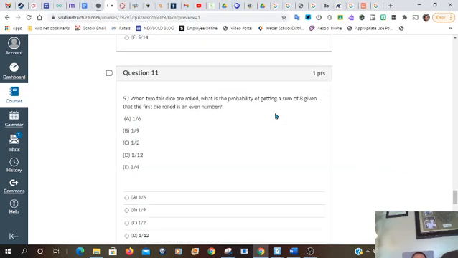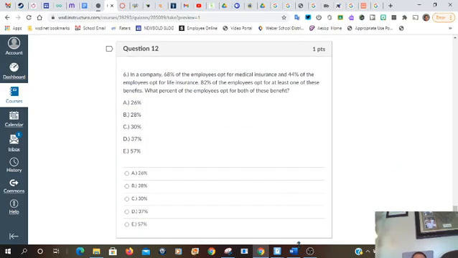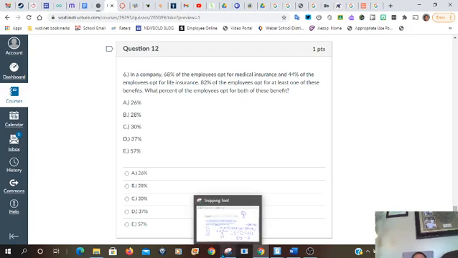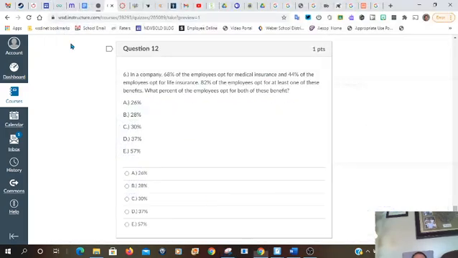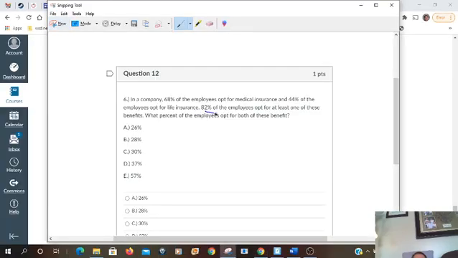Okay, so then the next one is a dice one again. And then the insurance one. So really quickly, all you have to do technically on the insurance one is, because it's just asking for one or the other or both, because it says the word at least. But they're just asking for both.